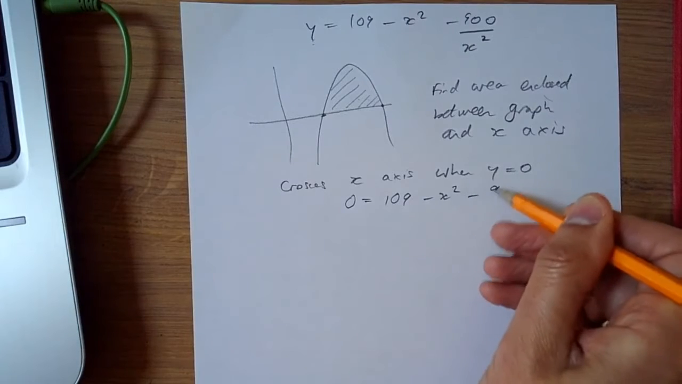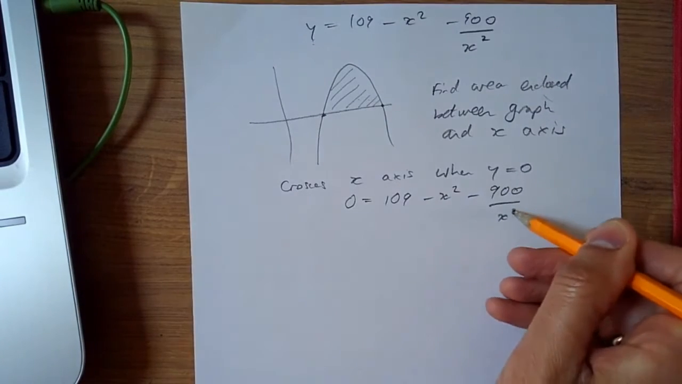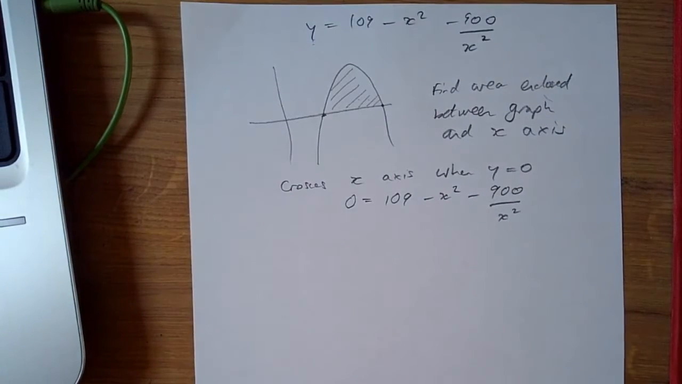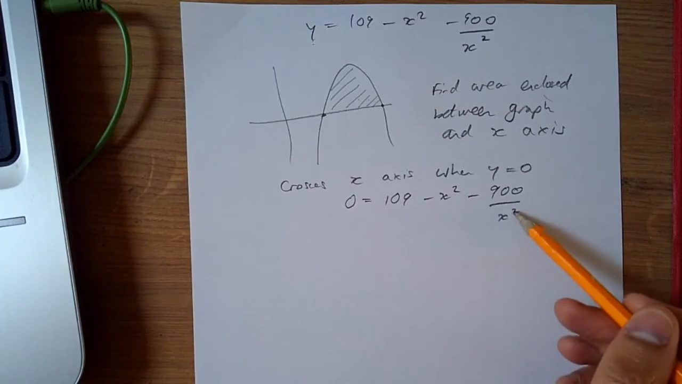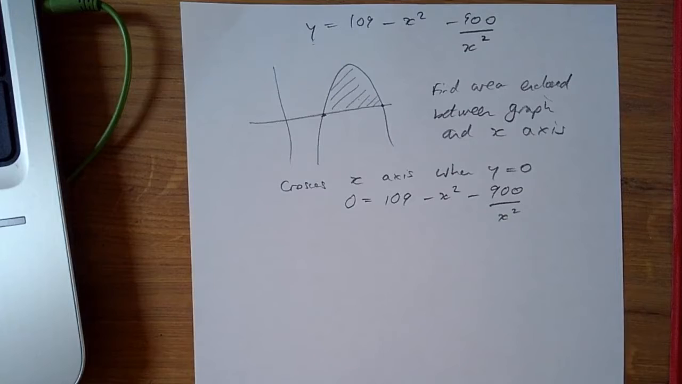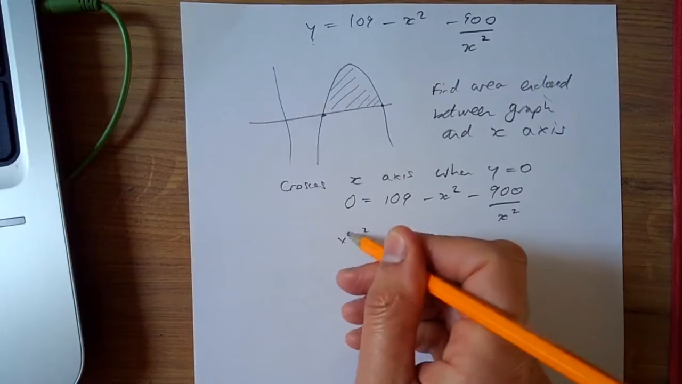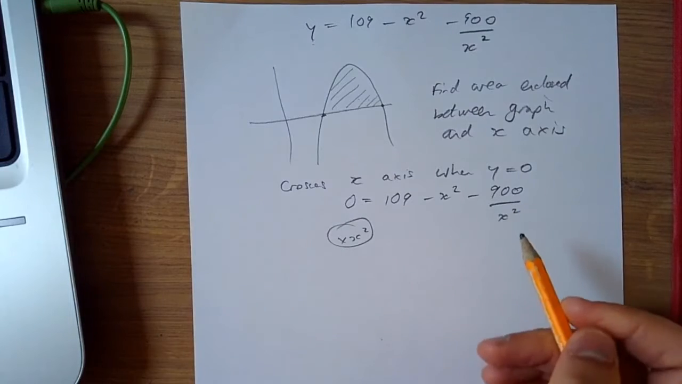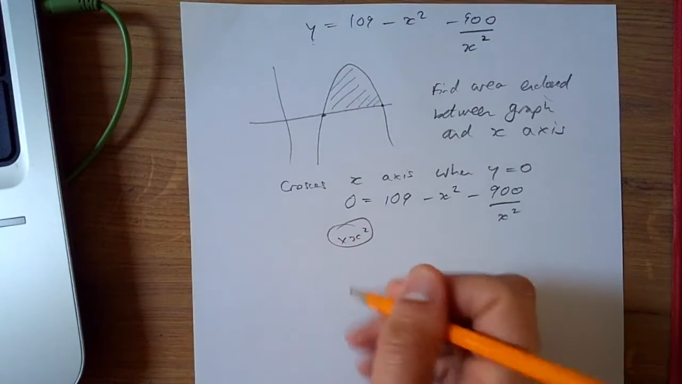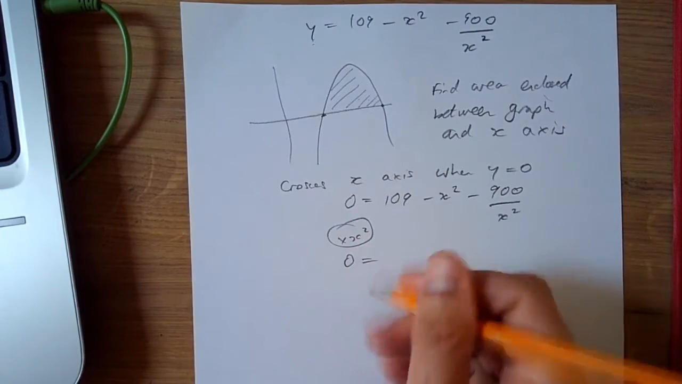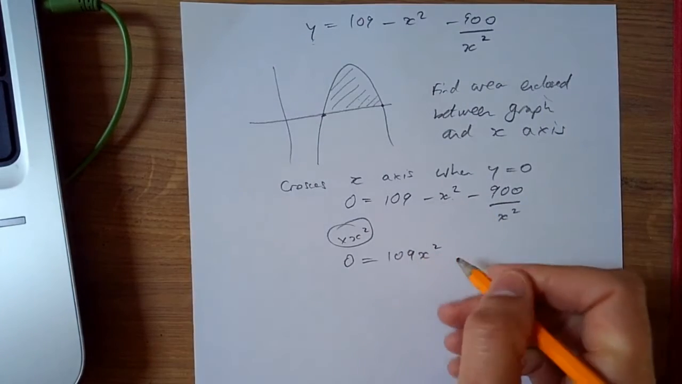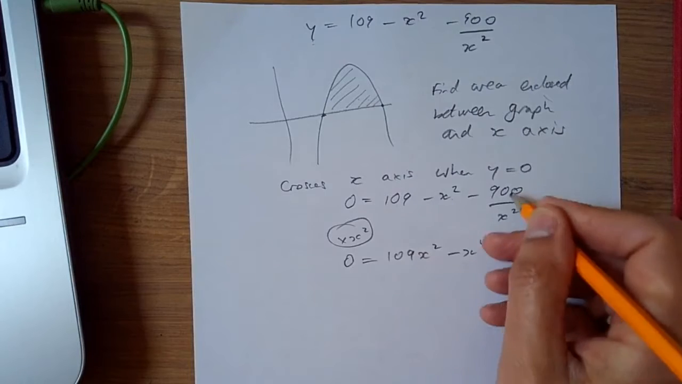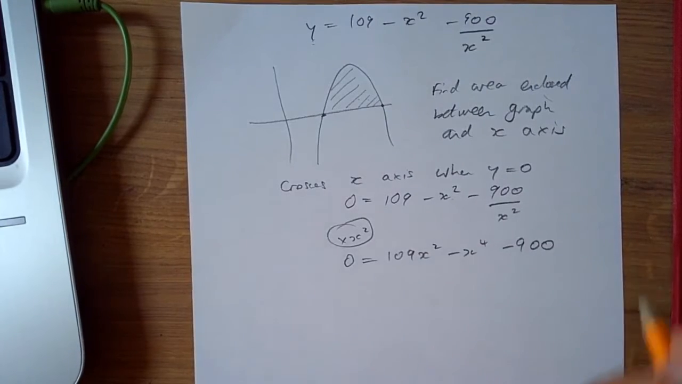So now we have an equation to solve, and it's not a very nice looking equation, because we've got a sort of division by x or by x squared. So what we want to do is multiply through by x squared to get rid of this kind of fraction. So 0 times x squared is still 0. 109 times x squared is 109x squared. This times by x squared is x to the 4, and then we've got the 900.